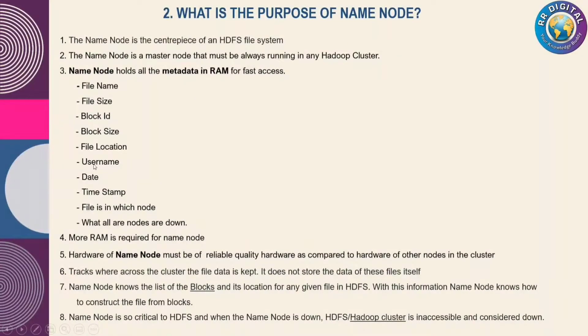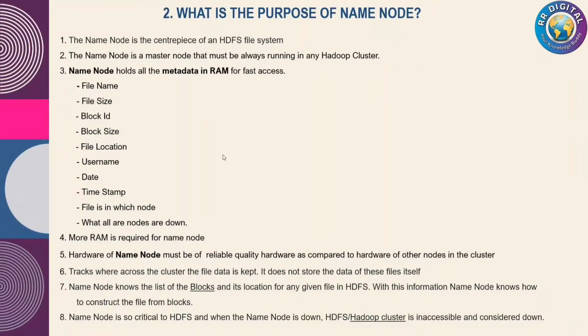Also username. That particular file is related to which user, that particular username it will also store. Also the date, exactly on which date that particular file is stored in HDFS. And the timestamp. Timestamp means we know exactly which hour, which minute, which second that particular file was stored. Also which node the file is in, exactly in which block it is stored. That kind of information the name node also holds.